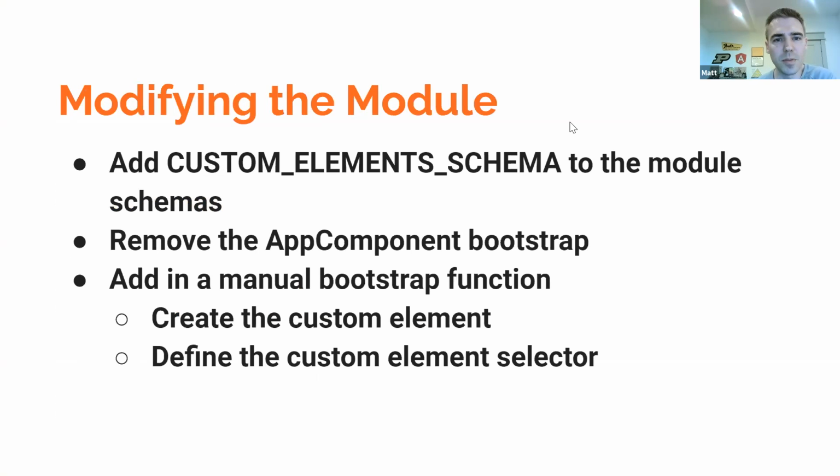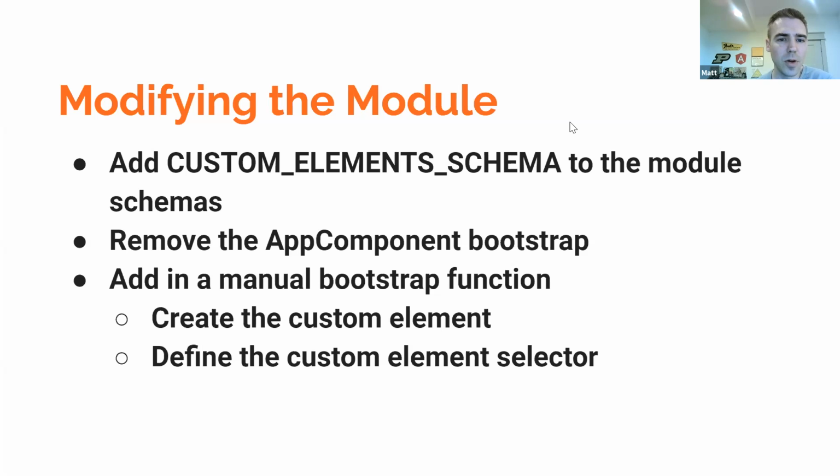After that, you're going to modify the module. This will usually be your app module, or it could even be your feature module. If you want to use the Angular elements inside the same Angular app, which sometimes you might, you'll want to add the custom element schema to your schemas. Basically that tells Angular that if it sees an element that it doesn't recognize, like a div or a button element, not to worry, it's probably a custom element.